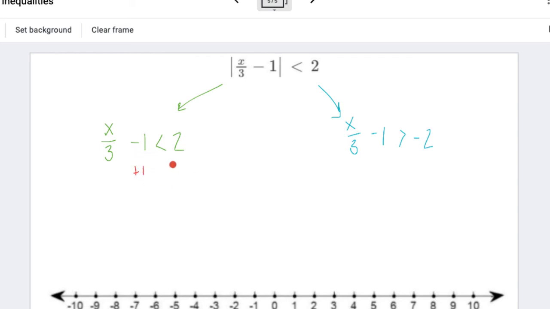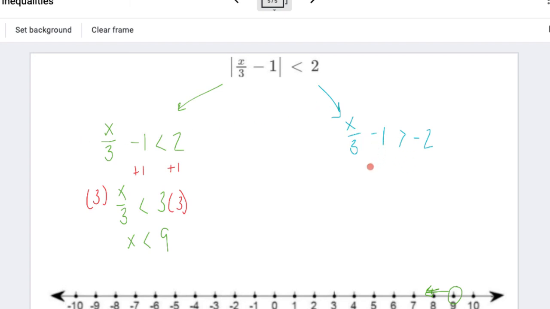So since it's minus 1, we want to add 1. So x divided by 3 is less than 3. So now we're going to multiply. Since it's x divided by 3, we're going to multiply both sides by 3. Last time we checked, 3 times 3 is 9. So x is less than 9. It's not or equal to, so it's an open circle at 9. We're going to be going to the right some distance. We'll find out how far when we solve this other side.